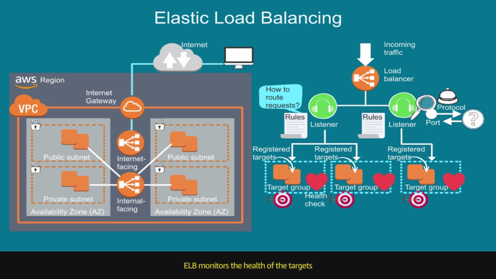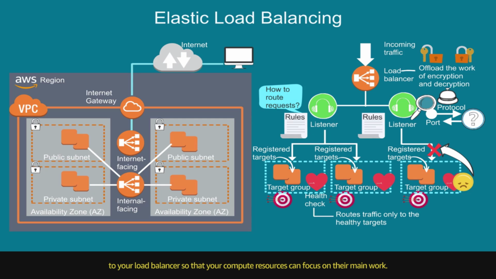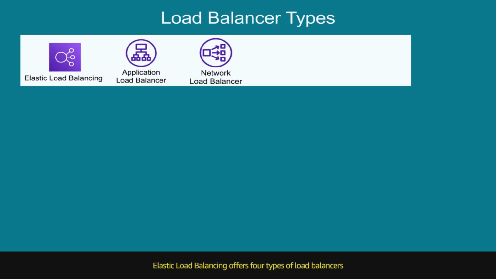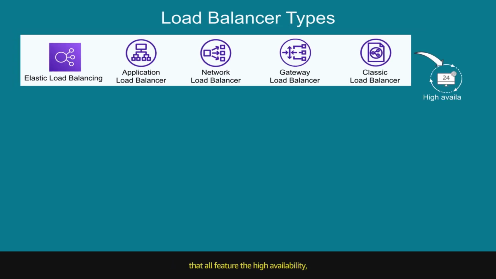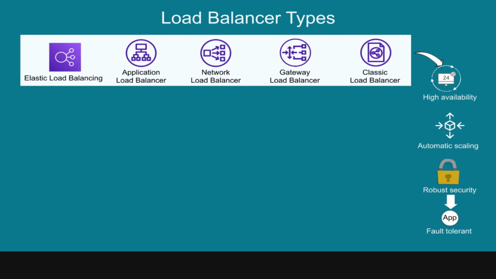ELB monitors the health of the targets and routes traffic only to the healthy targets. You can also offload the work of encryption and decryption to your load balancer so that your compute resources can focus on their main work. Elastic Load Balancing offers 4 types of load balancers that all feature the high availability, automatic scaling, and robust security necessary to make your applications fault tolerant.